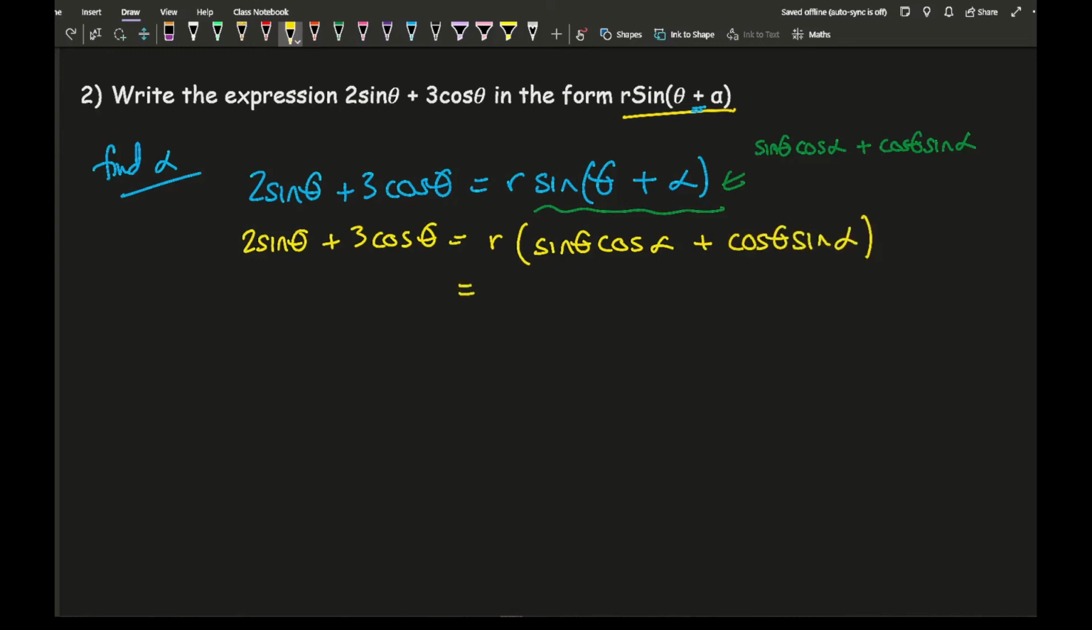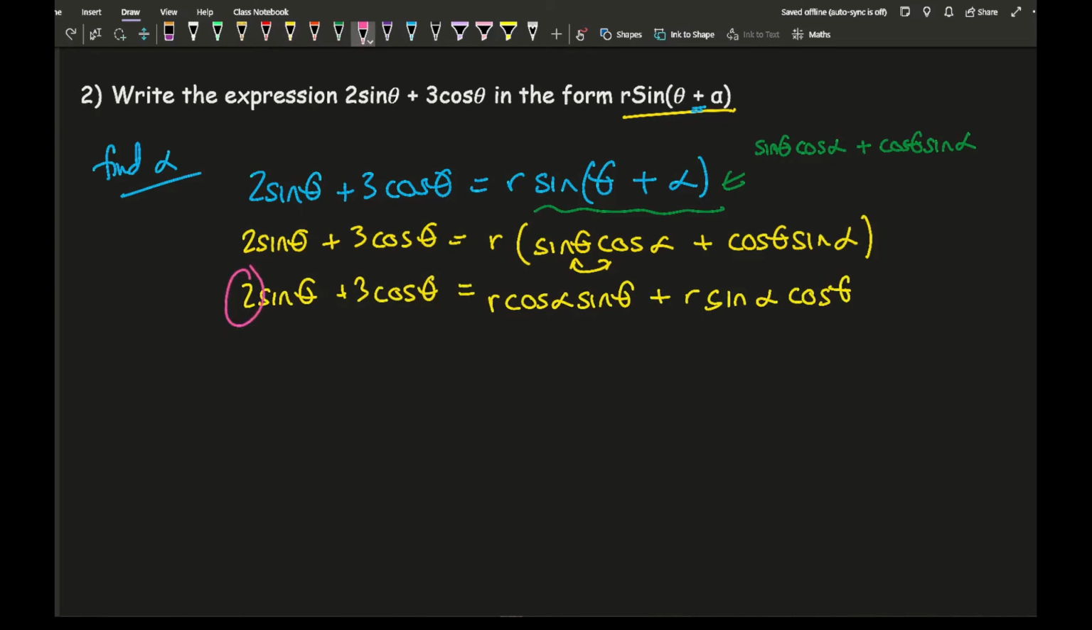The next thing I want to do is expand those brackets. So I've got r cos alpha sine theta, and now I'll just swap these two things around to make it easier when comparing the coefficients, plus r sine alpha cos theta. Then what I want to do is compare the coefficients. So 2 is going to be equal to this, and 3 is going to be equal to this. So here I've got 2 equals r cos alpha, and 3 equals r sine alpha.